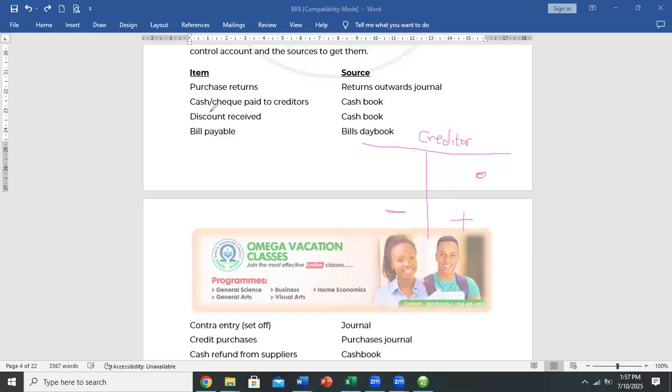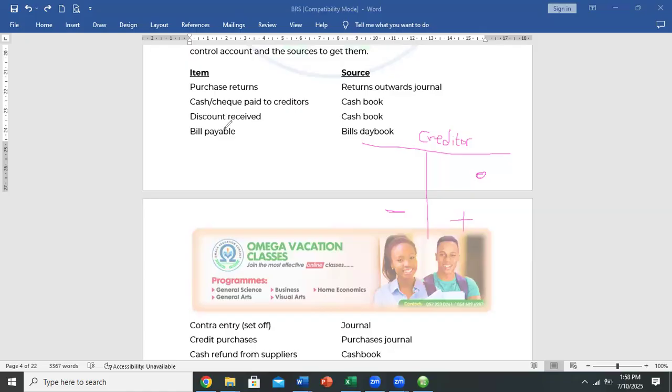The next one is cash or check paid to creditors. If you pay money to your creditor, it is going to reduce your debt with them. So for that matter, that one will also be debited. Discount received. These are allowances that the creditor is giving the business, and it's a reduction. So that is also going to be debited.